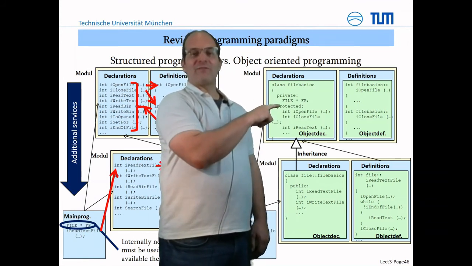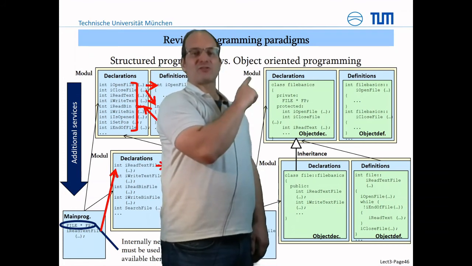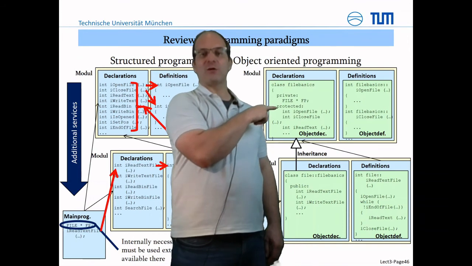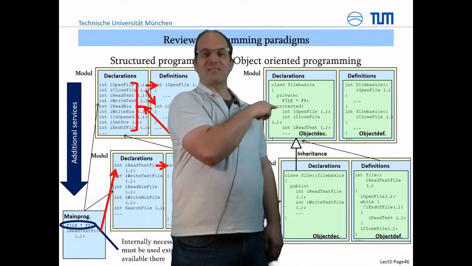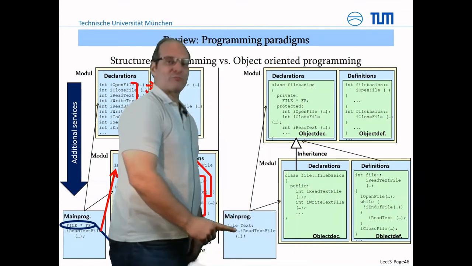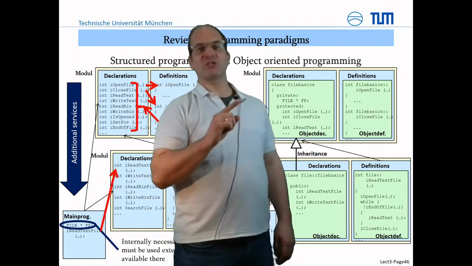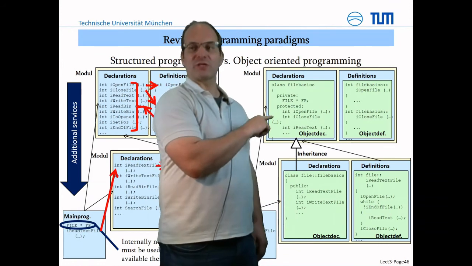And then you have everything what is required by the class. So all variables which are required by this class are part of this class. So now the file pointer is part of here. So the main program does not need any knowledge about where the current position in the file is. So everything is stored here.